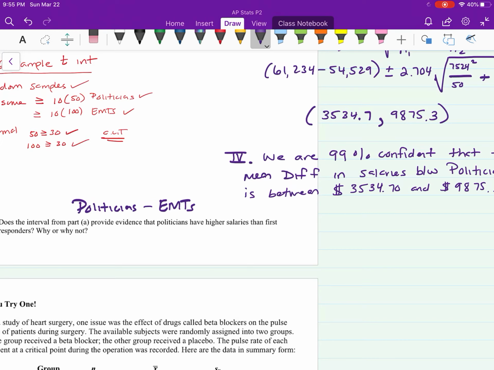And I also noticed that 0 is not in that confidence interval. 0 would mean that both mean salaries are the same. When you subtract them and get 0, that means both numbers would be the same. And since 0 is not in that interval, that means that we do have evidence that the salaries are different. So, yes.